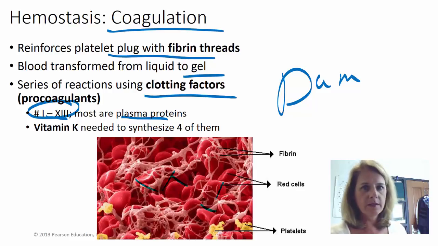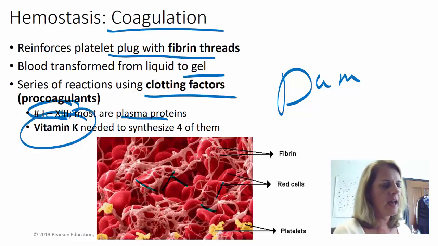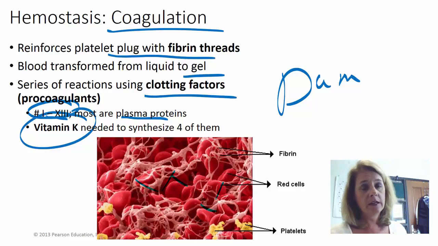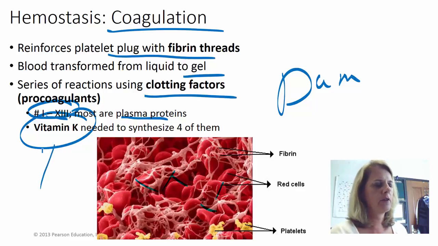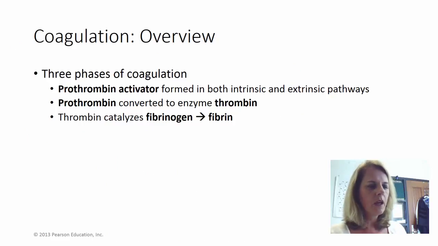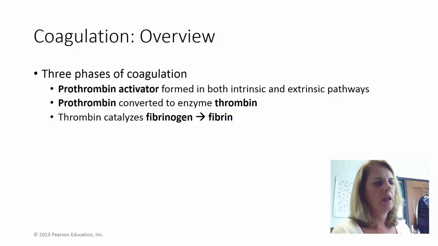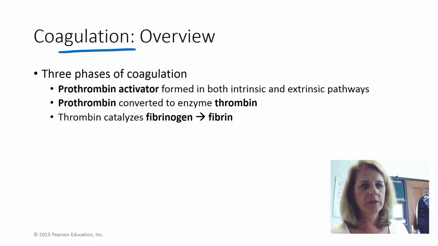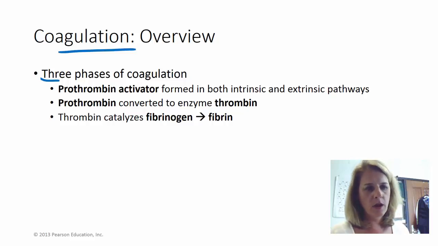We make these clotting factors, and for 4 of those, you have to have vitamin K. And so people who have bleeding disorders, sometimes they're vitamin K deficient, and so you may have heard someone that's getting vitamin K shots, and that is to help them make these clotting factors. All right, so coagulation. We've talked about blood clotting as those 3 steps: vascular spasm, the platelet plug formation, and the coagulation. The coagulation has its own set of steps, and it's a 3-phase process.